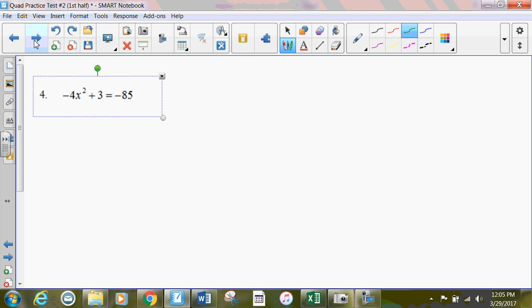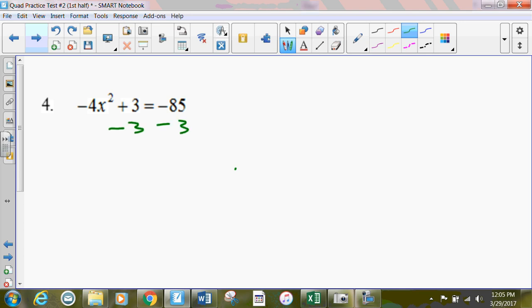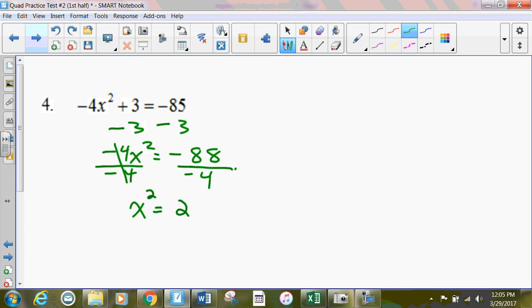So here we want to get x squared by itself. We need to get rid of the 3. So we're going to subtract the 3 from both sides. Bring down the negative 4x squared. We get negative 88. Then we're going to go ahead and divide. We're going to get rid of this negative 4 by dividing both sides by negative 4. We get 22. Okay, we want to get rid of the square, so we're going to take the square root of both sides, put that plus or minus.